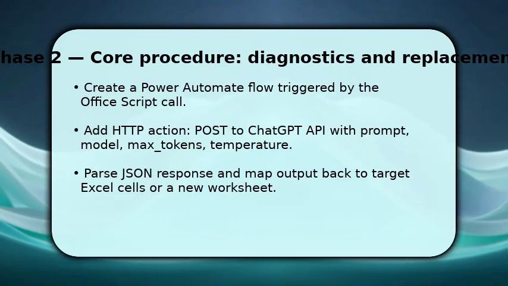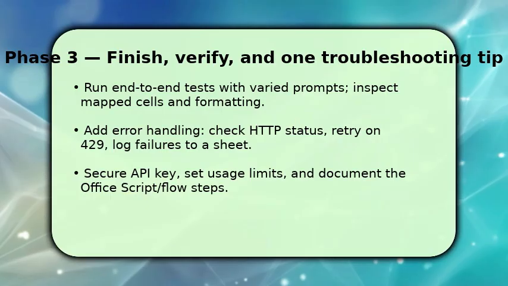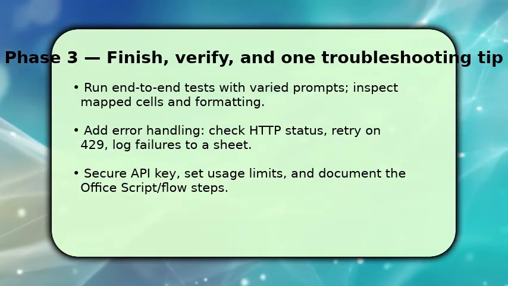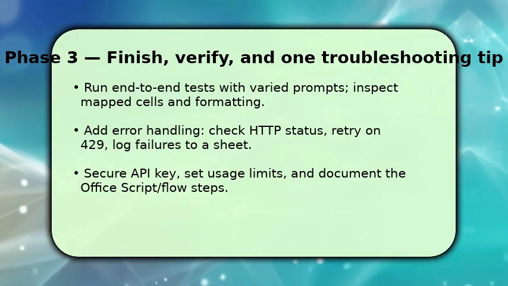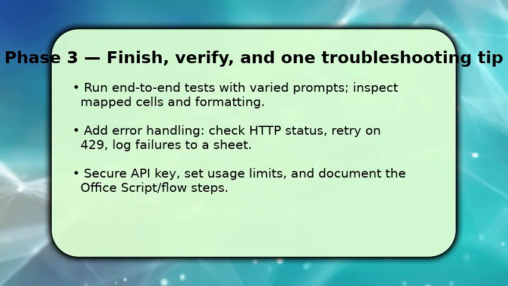Finally, validate the whole pipeline. Run end-to-end tests using short, then longer prompts. Make sure outputs land in the right cells and keep formatting intact. If something breaks, inspect HTTP status codes, retry on 429, and surface 4xx/5xx errors into a log worksheet.